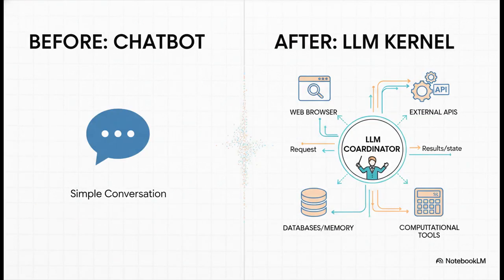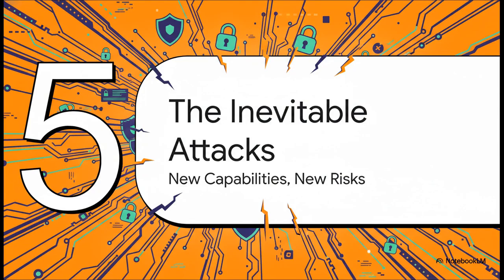So here is the most important architectural insight of all. We have to stop thinking of an LLM as just a chatbot. Its real power is as a central coordinator, an operating system kernel that uses natural language to manage and orchestrate a whole suite of other, more specialized tools. Of course, whenever you create a powerful new operating system, you also create a whole new set of security problems. As you add more capabilities, you open up more doors for attack.